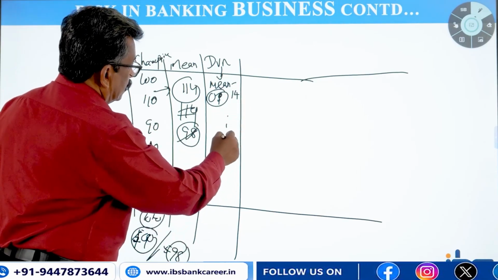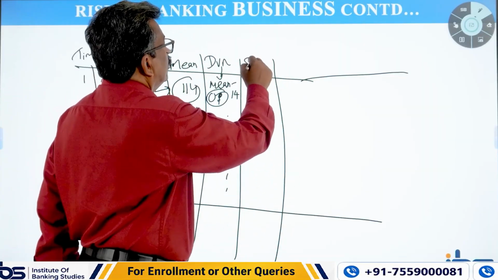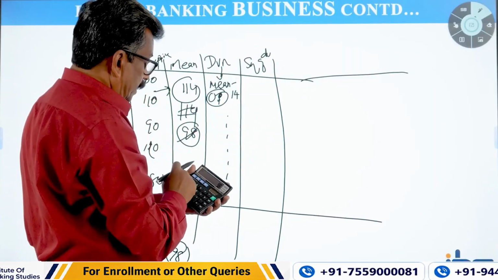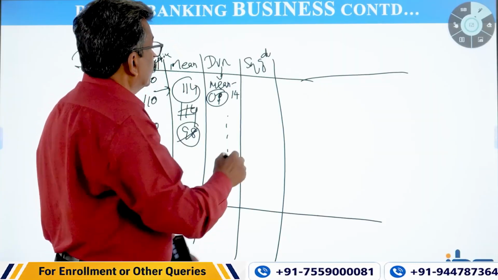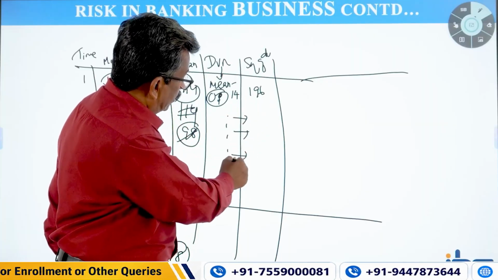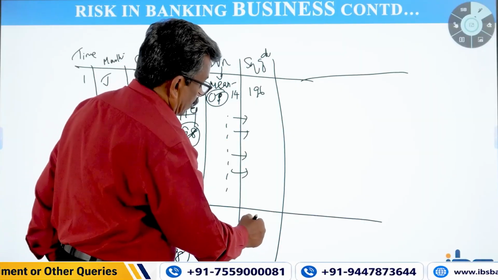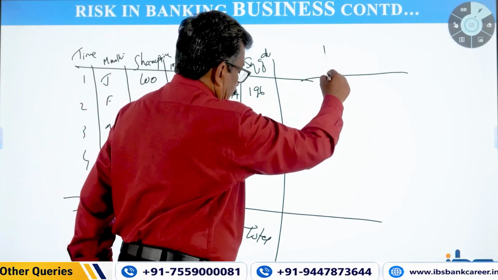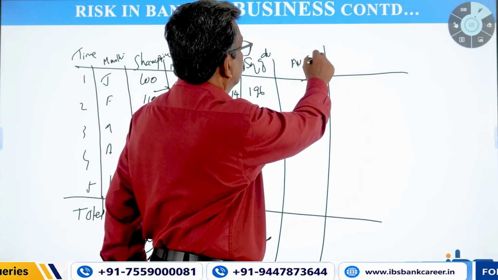So like that, what are all the deviations here? Then the next column is the square of deviation. 14 into 14, the square of deviation is 196, like that. Here you find all the squares of deviation for all these 5 months, then you get the total here. This is the total square of deviation. Then what is the average sum of square of deviation?